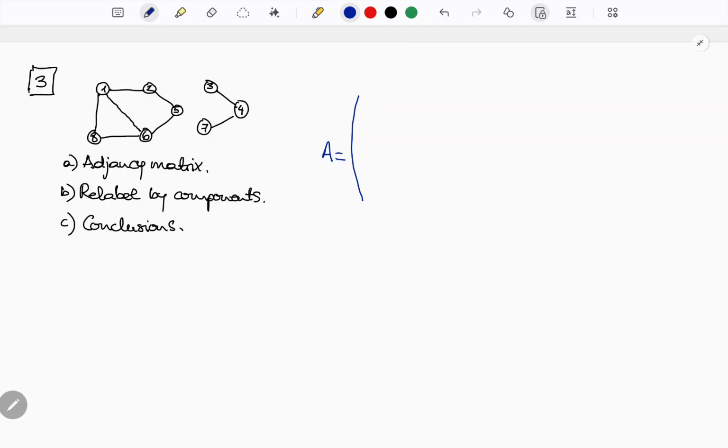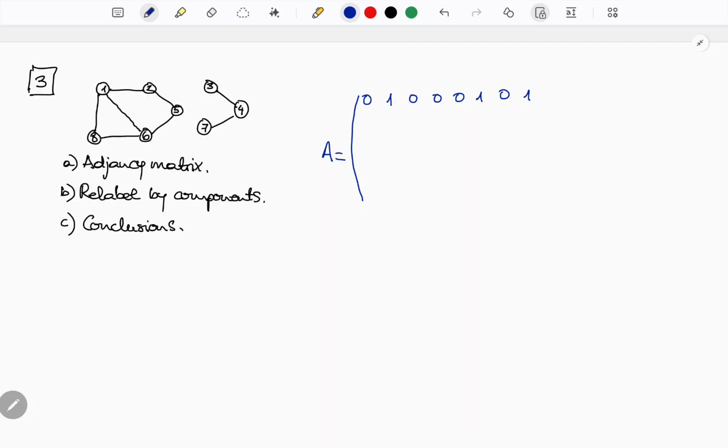Okay, so now the first row is going to tell me what are the nodes that are connected to the first node. So I have 1, 2, and 1, 6, and 1, 8, and the other links are non-existent. So in this case, I have 0, 1, 0, 0, 1, 0, 1. Now 1, 2 is a 1, 1, 3 is a 0, 1, 4 is a 0, 1, 5 is a 0, 1, 6 is a 1, 1, 7 is a 0, and 1, 8 is a 1. So this is the first line.